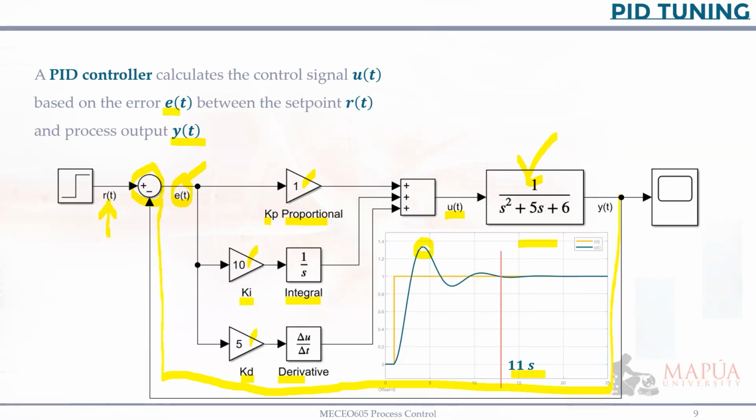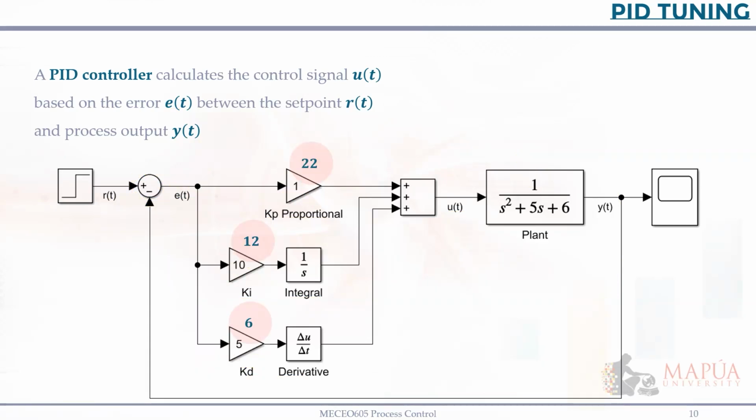Okay, so we can compensate for this overshoot and your time delay by tuning your PID. What we mean by tuning is we change the gain. So let's say gain 1 for the proportional, 10 for the integral, and 5 for the derivative. Okay, we can manually tune that up.